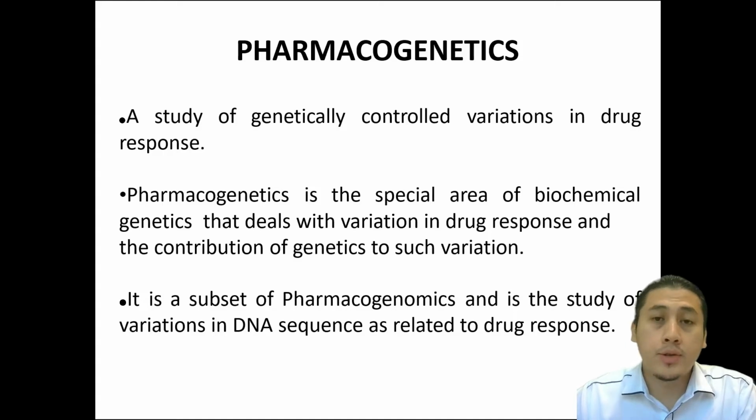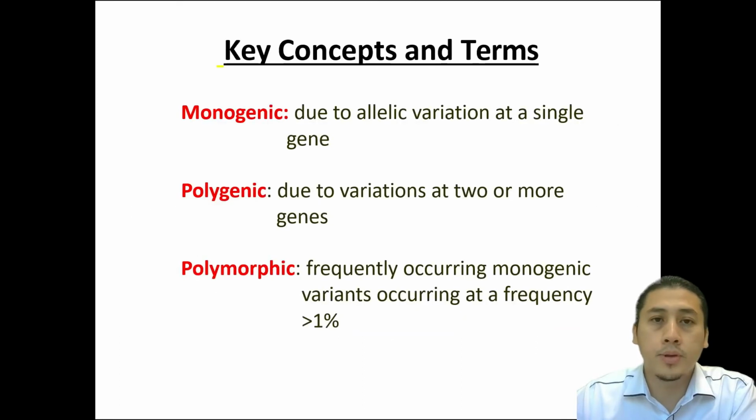Okay, now let's go to pharmacogenetics. Pharmacogenetics is the study of genetically controlled variations in drug response. It is the special area of biochemical genetics that deals with variation in drug response and the contribution of genetics to such variation. It is also a subset of pharmacogenomics and is the study of variations in DNA sequence as related to drug response. So there are a few key concepts or terms you have to understand and memorize.